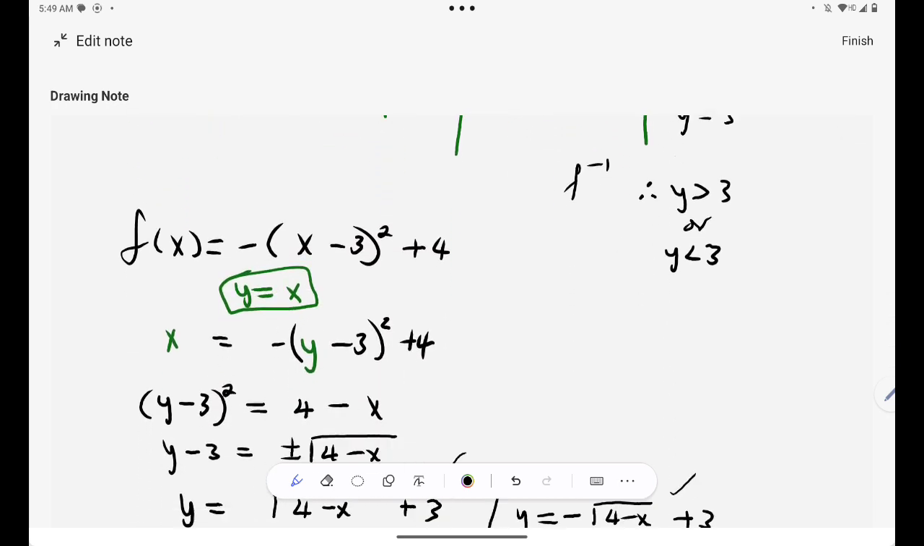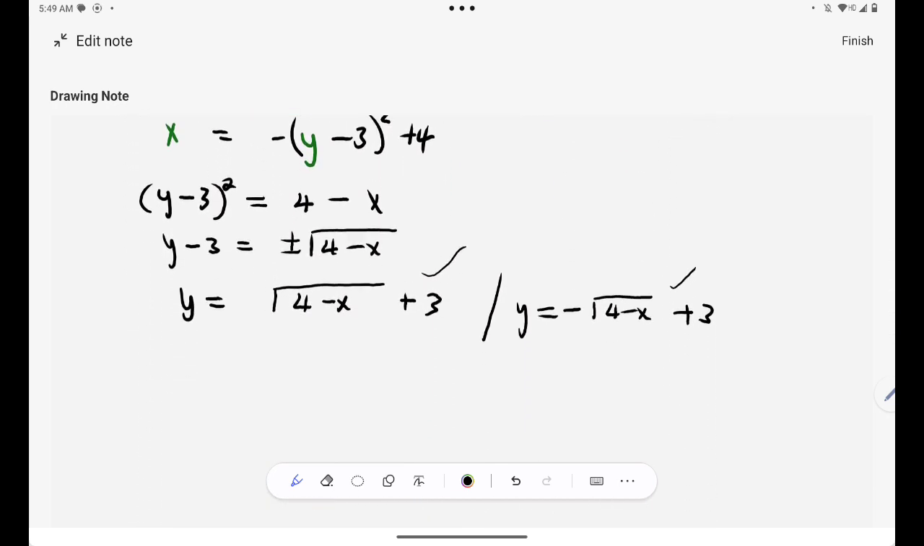Are we together? That's how we deal with inverse functions, guys. Everything that happens on x happens on y. You just need to interchange the two.